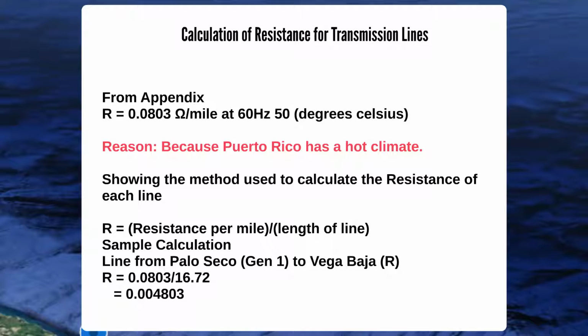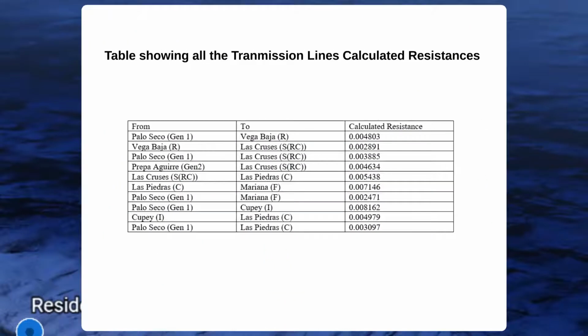So to find the resistance for each line, all we have to do is divide the resistance per mile by the length of the line. And as before, we use the line between generator 1 and the residential load as example, where we got 0.004803 for the resistance of the line. This table is showing the resistance obtained for each line by using the method that was shown before.